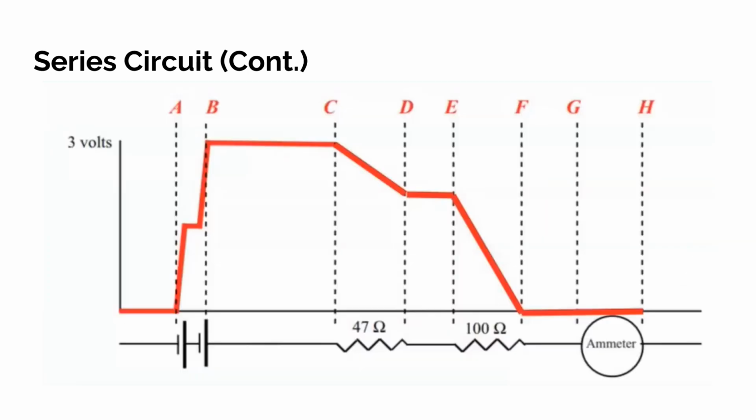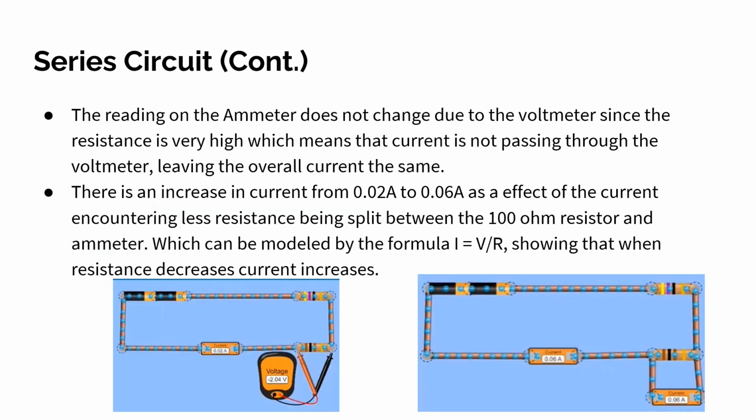The potential difference across the loops is shown by this graph. The reading on the ammeter does not change due to the voltmeter since the resistance is very high, which means that the current is not passing through the voltmeter, leaving the overall current the same.